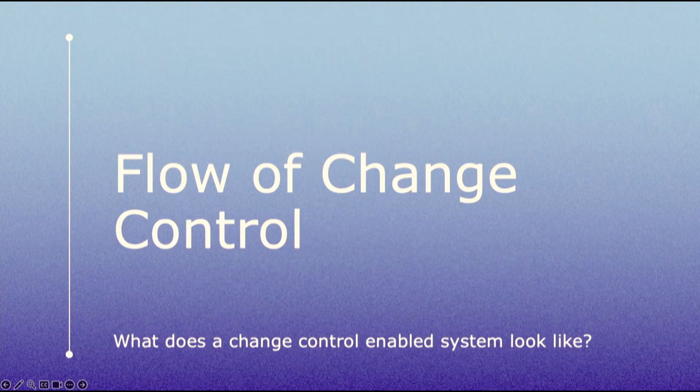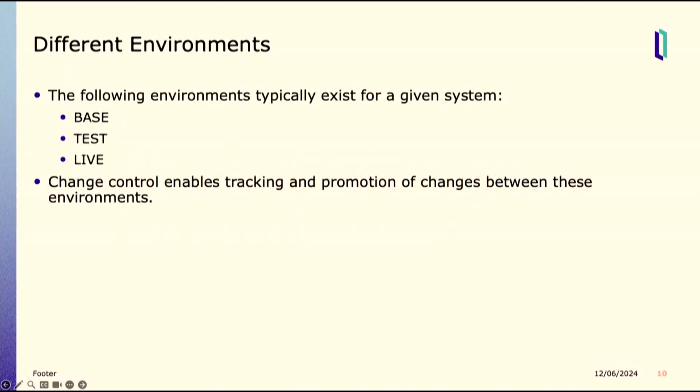So what does this look like in play in real systems? And hopefully this at least resembles what you might have in some manual processes right now. Generally, the way we do things, the following environments typically exist for some given system. Base, or we might say dev. This is where the work initially happens when you're building things out. Test, and live or production.